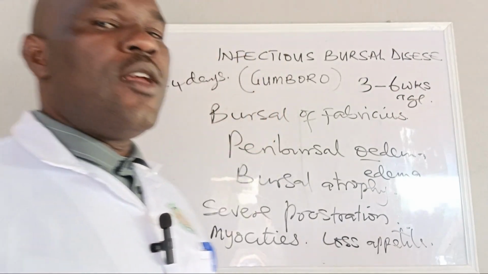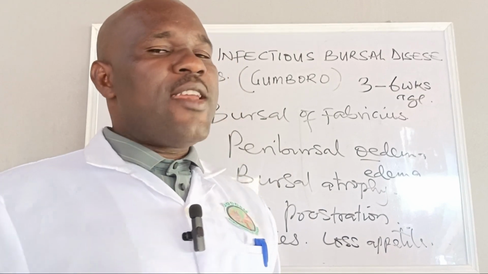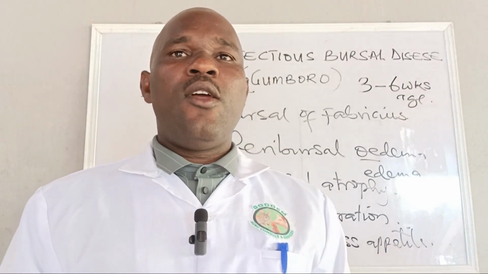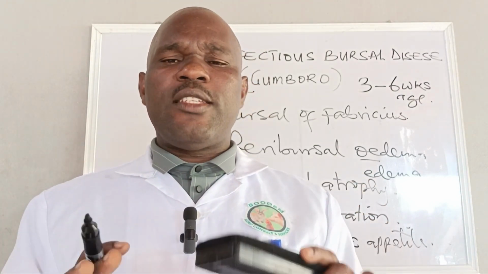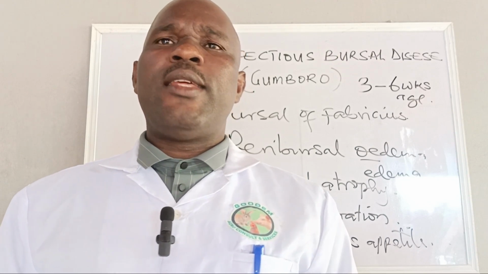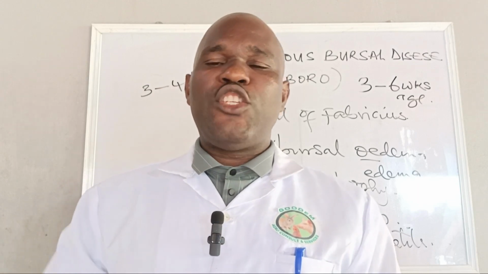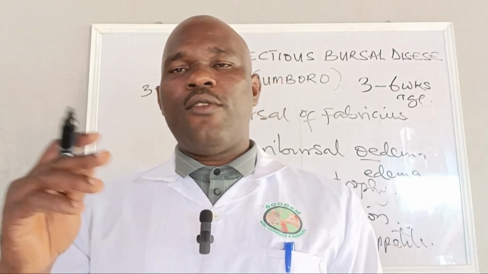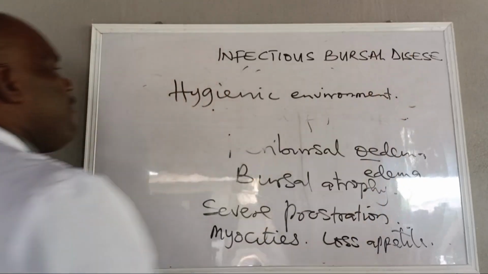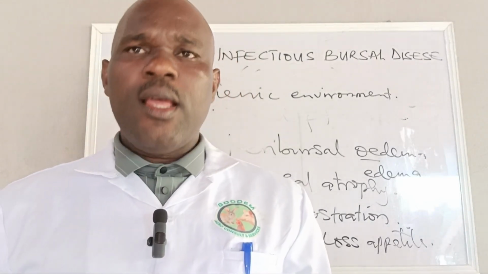How do you control infectious bursal disease in your farm? Of course, it is very, very difficult to eradicate where it has been encountered. Once the infectious bursal disease virus is identified in your farm, it is very difficult to eradicate, but it is possible. So maintaining hygienic production is very important. A hygienic environment is number one. You must maintain a hygienic environment.